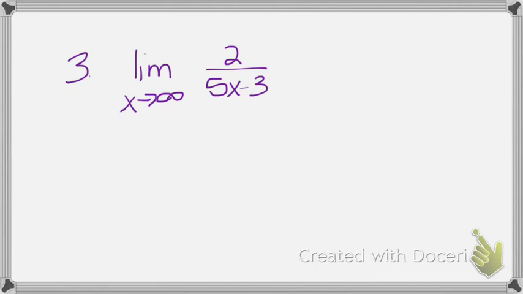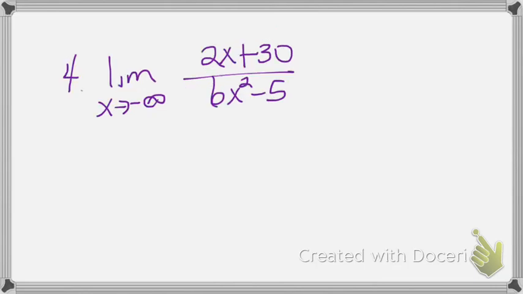Number 3, I'm approaching infinity, looking at the powers. The top is kind of like an x to the 0, and the bottom is like an x to the 1. So the top has a less degree than the bottom. That means the limit as I approach infinity is 0, because that's the horizontal asymptote.